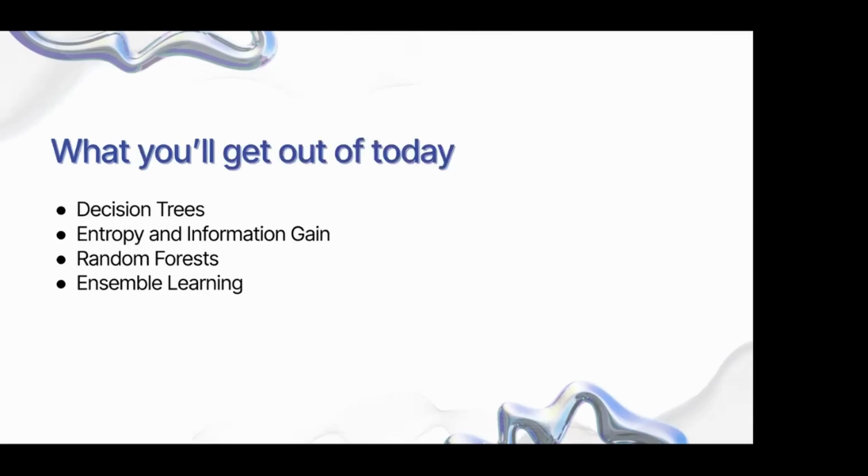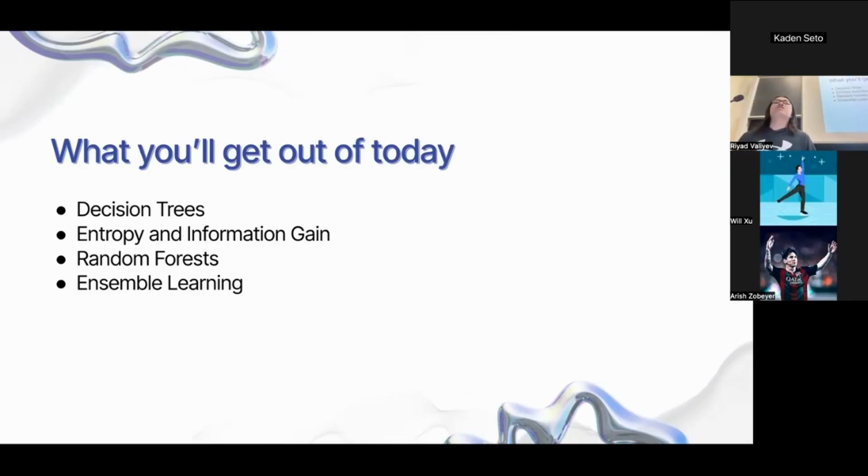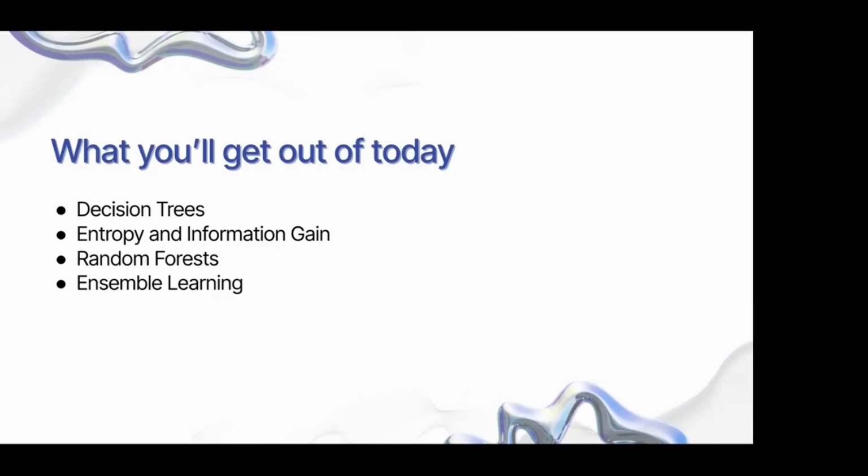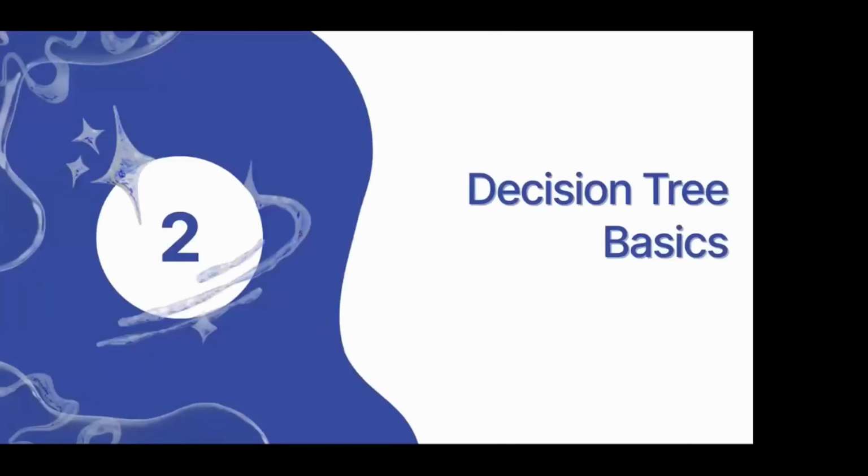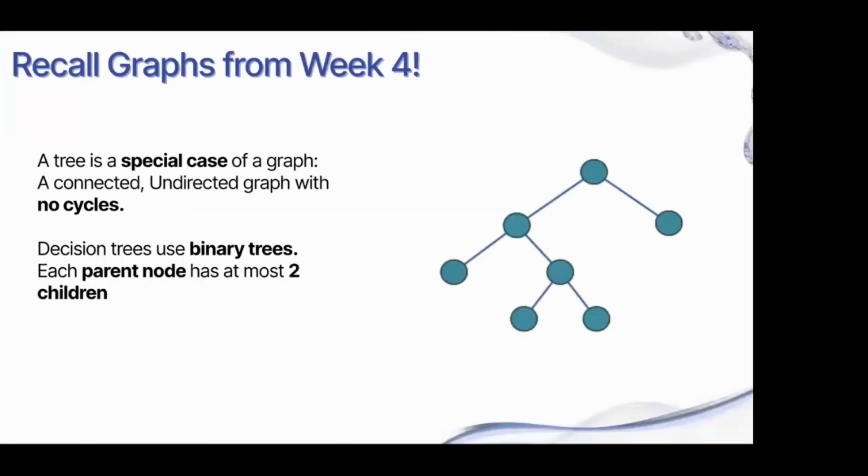So what are you going to get out of today? You're going to learn 4 key concepts about decision trees. First of all, decision trees. Second, entropy and information gain. Third is random forest, which is essentially a spin-off of the decision tree algorithm. And also you will learn about ensemble learning. So let's start with some decision tree basics.